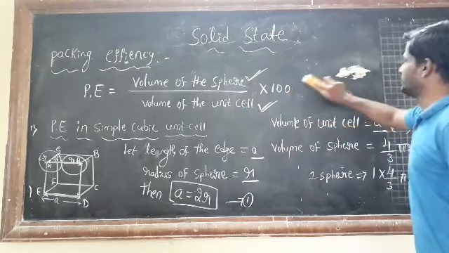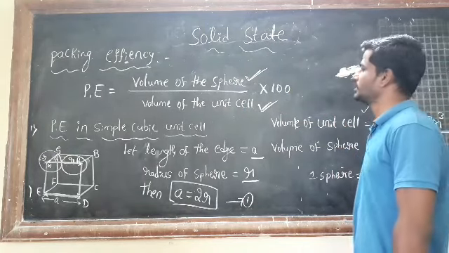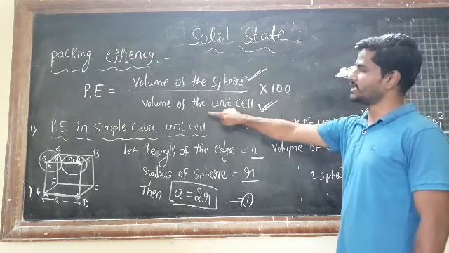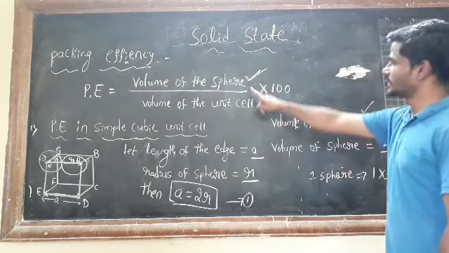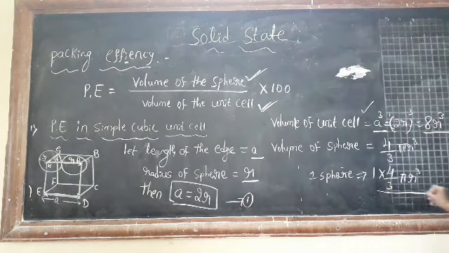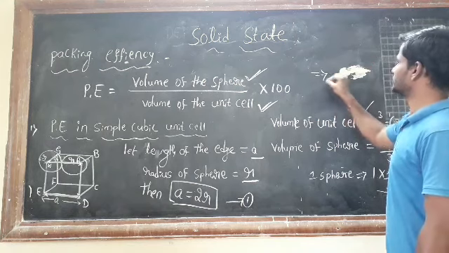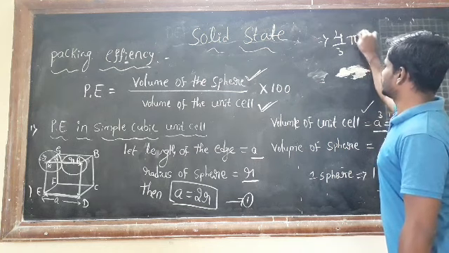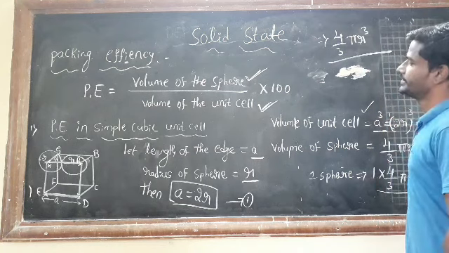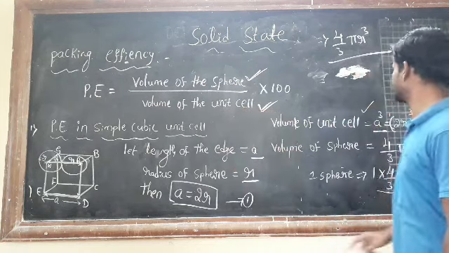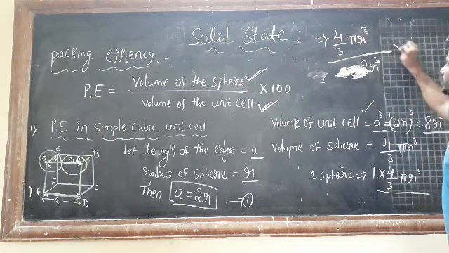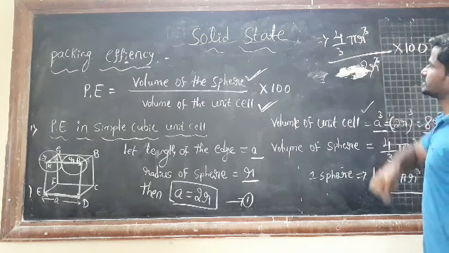Now we apply the packing efficiency formula. Packing efficiency is equal to the volume of the sphere divided by the volume of the unit cell. The volume of the sphere is 4 by 3 pi r cube, divided by the volume of the unit cell, that is 8r cube, into 100. So r cube gets cancelled.